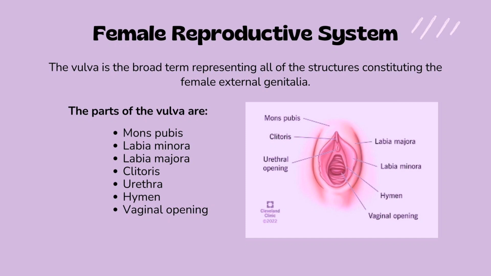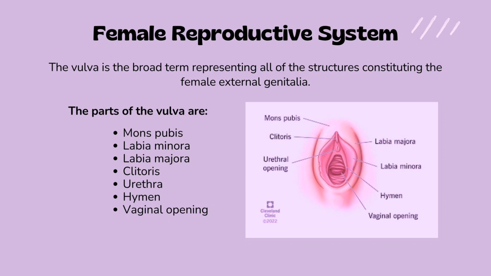The second one is the labia minora. The labia minora, also referred to as the inner labia or nymphae, are two thin folds of skin located inside the labia majora, which is the outer lips of the vulva. Labia minora can vary in size, shape, and color among individuals and serve important functions in protecting the vaginal opening and clitoris from mechanical irritation, dryness, and infections.